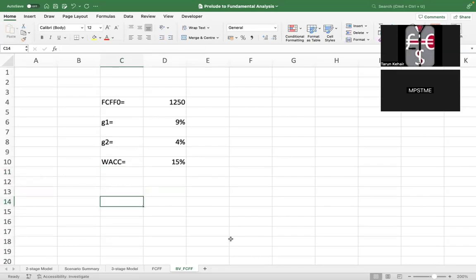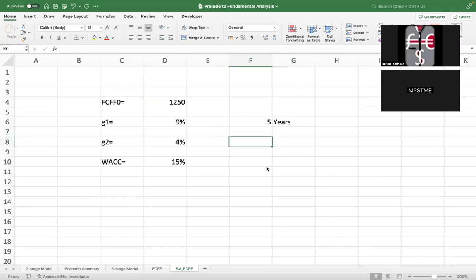So in the last session, we had done how to estimate free cash flow to the firm. Now we are doing an extension to that, how we can use the free cash flow to the firm to arrive at business valuation. In this case, it's given that the estimate of free cash flow to the firm today is 1250 crores. And these cash flows are estimated to grow at an annual rate of 9% for 5 years and then 4% thereafter.